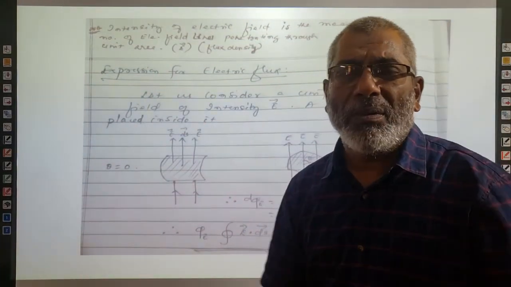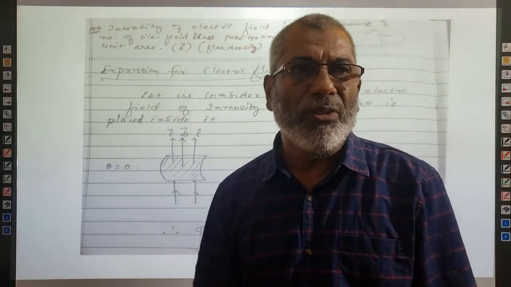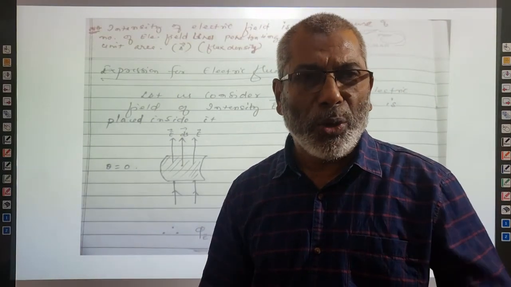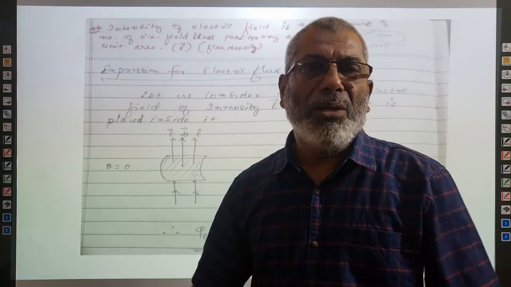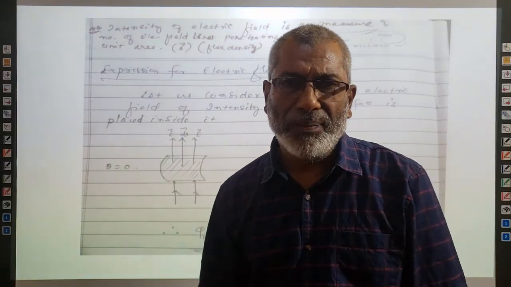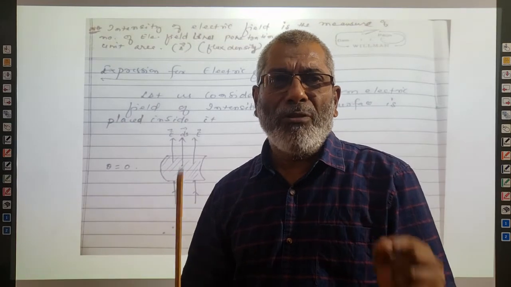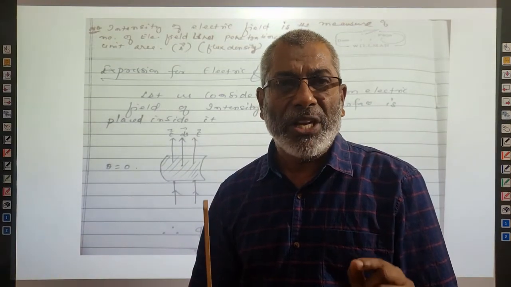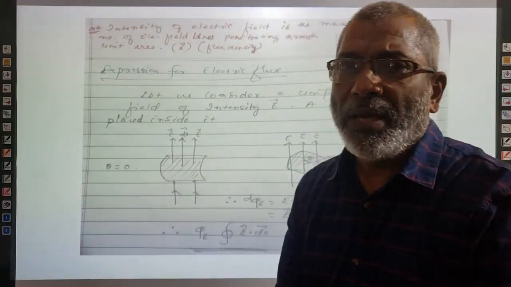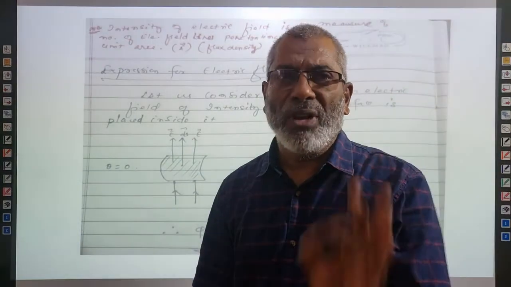We have so many definitions for intensity of electric field. Force acting per unit charge is also intensity of electric field. And this is also electric field intensity. What is this? Number of electric field lines penetrating through an area. Which area? Unit area. Is also called intensity of electric field.